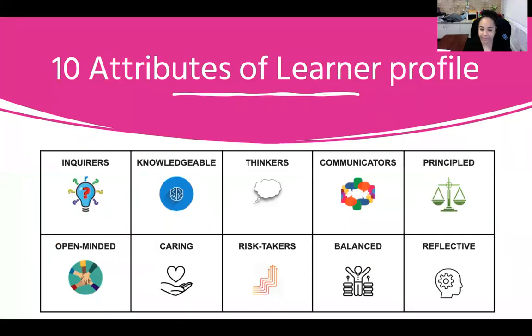So these 10 attributes can help students to become responsible members of local, national, and global communities. The IB learner profile basically describes a broad range of human capacities and responsibilities that go beyond academic success. So we are so excited to implement these attributes school-wide.